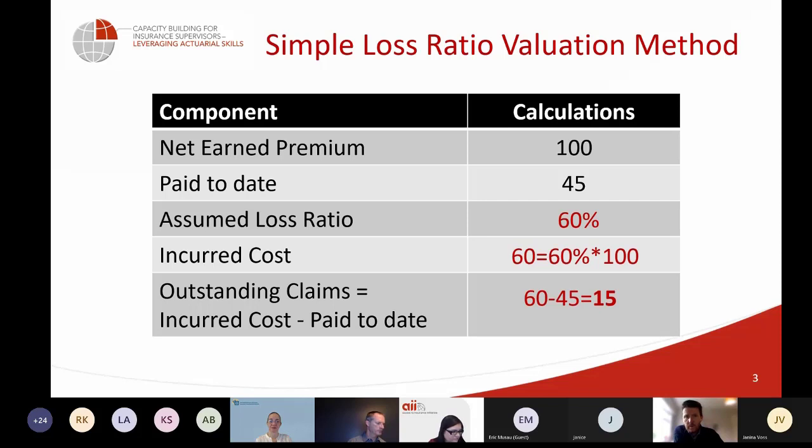So premium of 100, we assume an ultimate loss ratio of 60%. That implies that the ultimate cost, the total cost of all claims attached to that policy, for example, would be 60. And we paid 45. So our outstanding is 15. We expect the total to be 60, paid 45, the difference is 15. So the outstanding claims number will be 15.